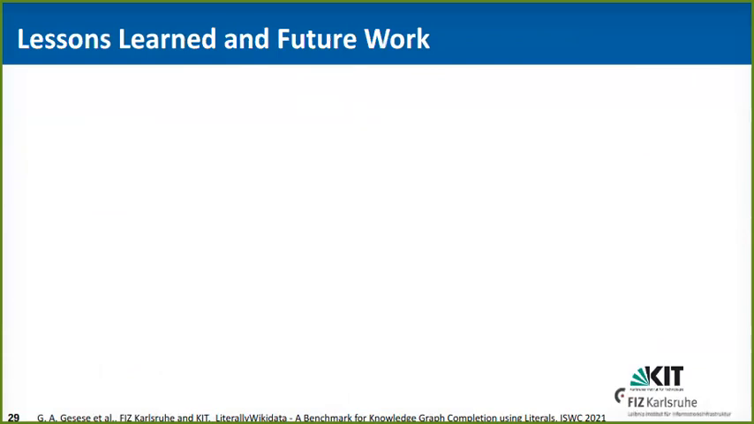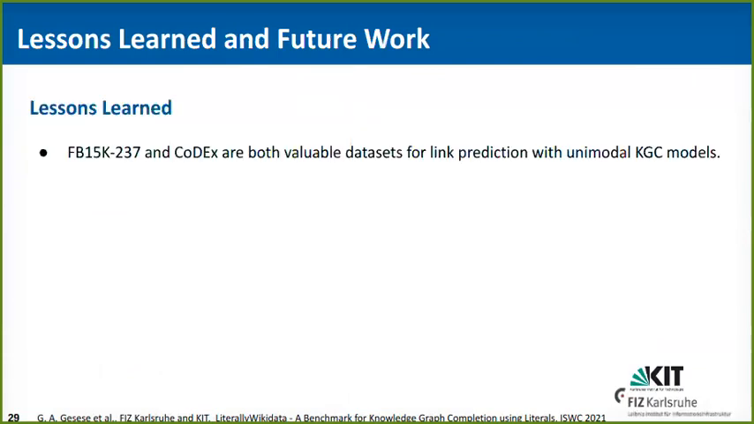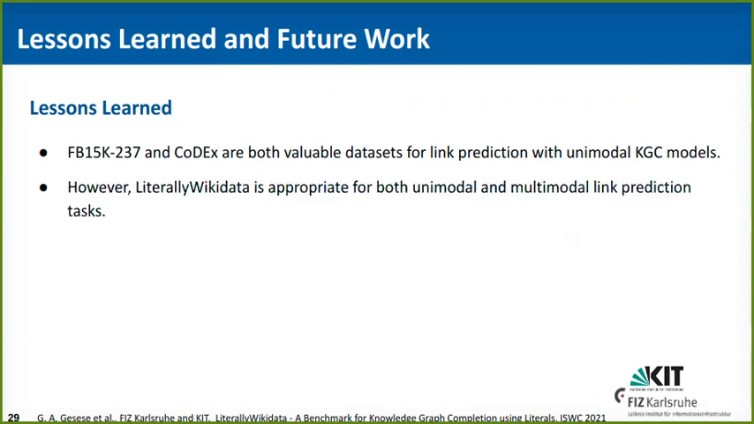The lessons learned are: both Freebase 15K-237 and CoDEx are valuable datasets for link prediction with unimodal knowledge graph models. So unimodals are the ones which use only structured triples without any literals. However, LiterallyWikidata, our benchmark, is appropriate for both unimodal and multimodal link prediction tasks. That means with both literals and without literals.